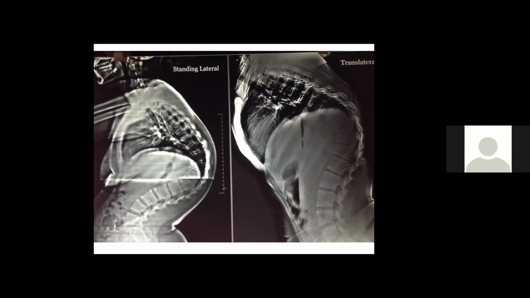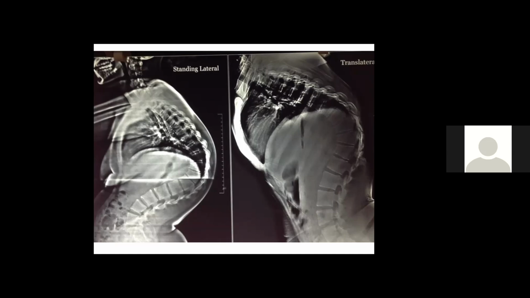So this patient, I will be definitely able to correct from vertebra to vertebra by doing a series of Ponte osteotomies. I am not planning to do an anterior release for him because I feel that in Scheuermann's, less is better.